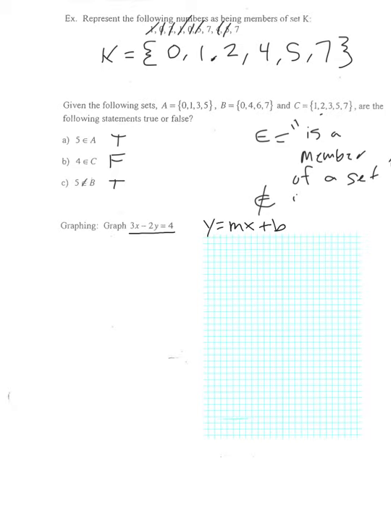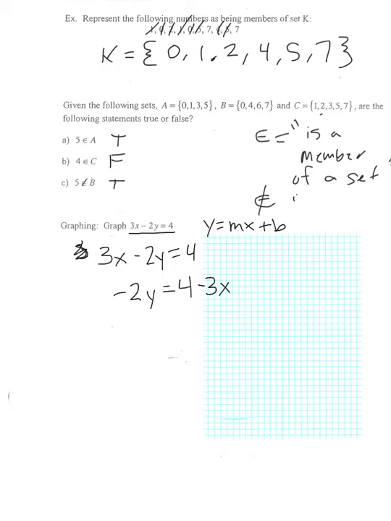And so the first thing that I'm going to do is write 3x so that it actually looks like 3x minus 2y equals 4. I'm going to subtract 3x from each side. So I'm kind of moving in the direction of getting y by itself.